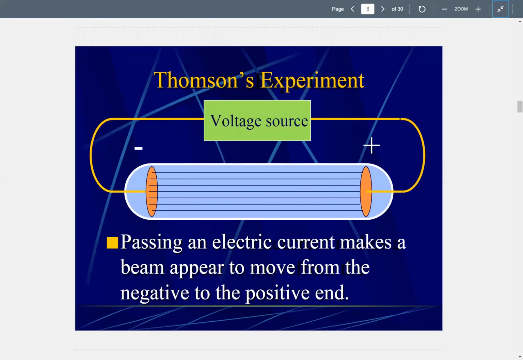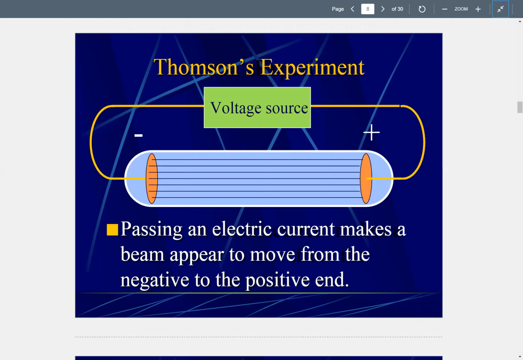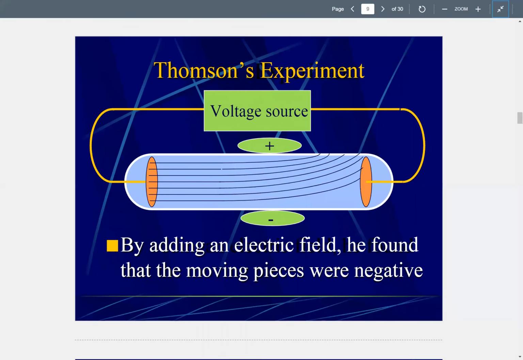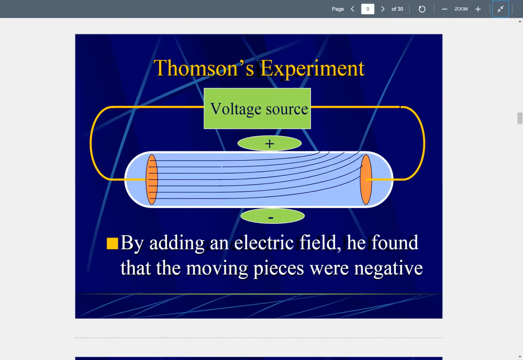Thomson comes in, and he goes, oh, well, it must be charged then. There must be something that has a charge to it, because there's nothing in that tube. So when we pass electricity through it, we must be generating these pieces. And I suspect, because they're moving towards the positive end, that they must be a negative particle because they're attracted to the positive side. So he takes an electromagnet and puts it around the tube. And what he finds is that the beam of light is bent up towards the positive end of the electromagnet.